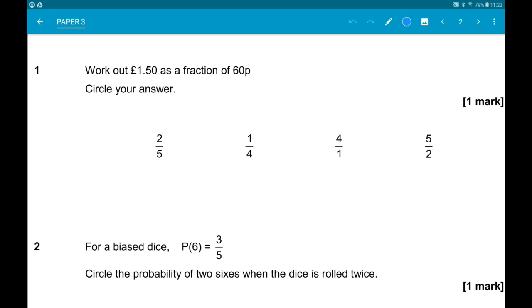Okay, so let's turn £1.50 into pennies. We have 150 over 60, which is 15 over 6, which is 5 over 2.